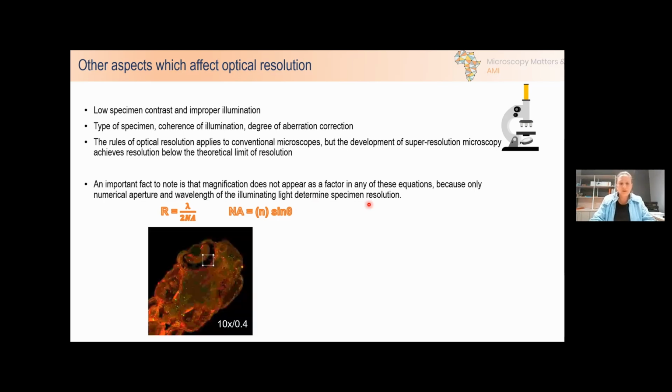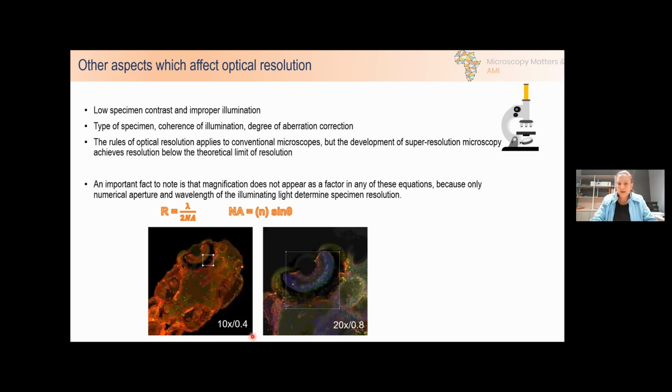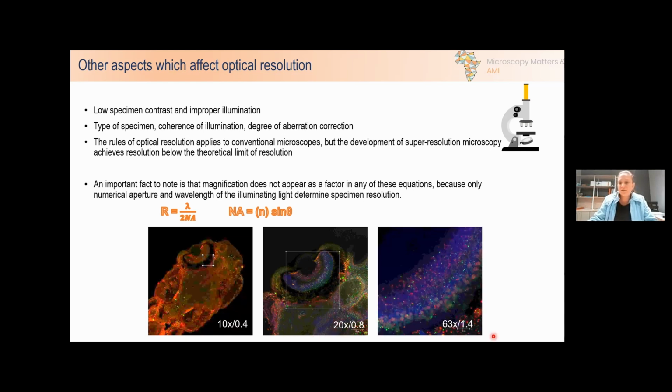Just to look at a few examples, this is the head of a zebrafish embryo, imaged with a 10 times objective with a numerical aperture of 0.4. If we magnify it a little bit more, this time with a 20 times objective, but a higher numerical aperture, and eventually a 63 times objective, 1.4 numerical aperture, you can see a lot more detail in these areas.